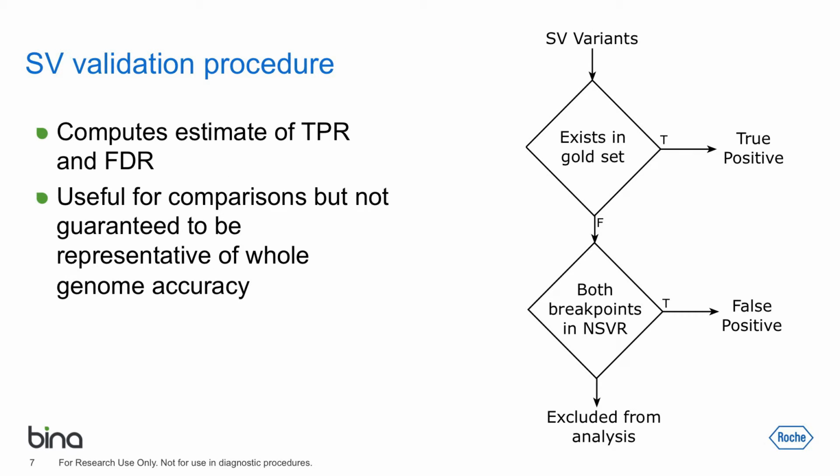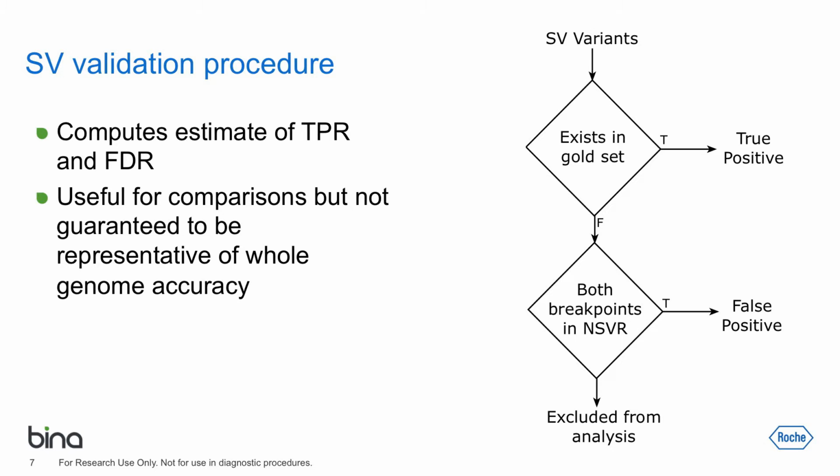To put these two things together, we can compute both true positive rate and false discovery rate. Given a variant that was called by a variant caller, we first check whether it exists in the gold set. If it does, then it's a true positive. Otherwise, we check if both breakpoints are in the NSVRs. If both are, then it's a false positive. Otherwise, it's excluded from analysis.